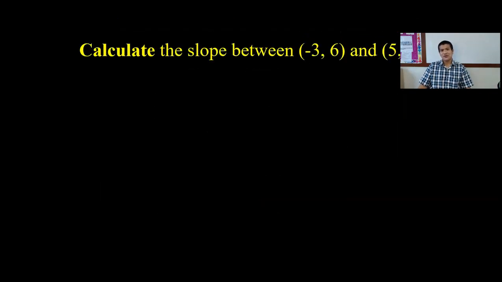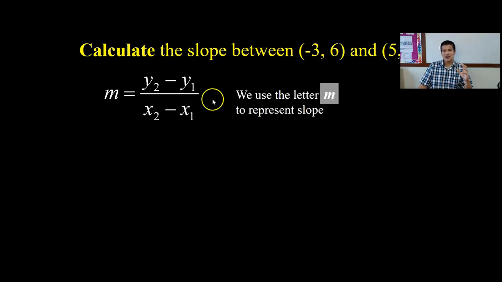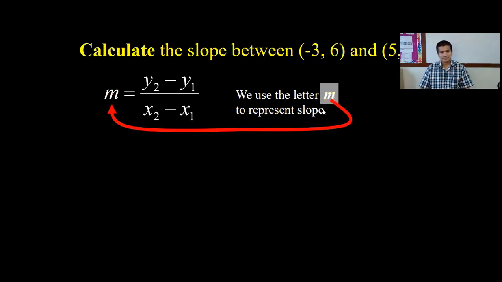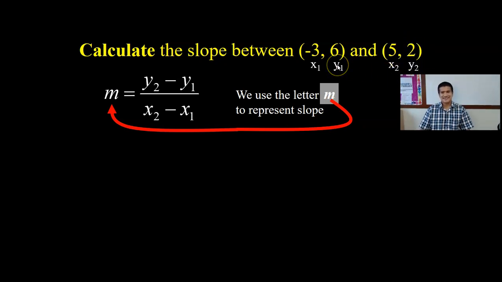We have going down by 4 and then run by 8, which gives us -1/2 as the slope of the line. But if we are going to solve between the 2 points using an equation, the equation is y sub 2 minus y sub 1 over x sub 2 minus x sub 1. M is the variable that we're going to use for the slope. We use the letter M to represent the slope, okay? Next.